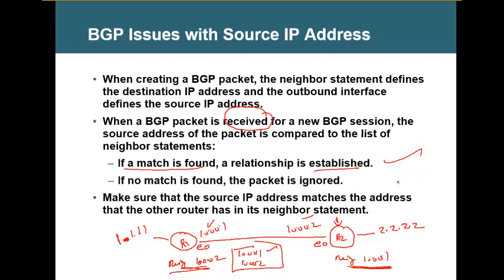Instead of that, if it is different, like, here mistakenly you have given 10. But what is incoming, what is received, is 10.0.0.1. The source address of the packet is compared with the list of neighbor statements. Source address 10.0.0.1 is compared with the neighbor statement. No match is found. What will happen? It will ignore.